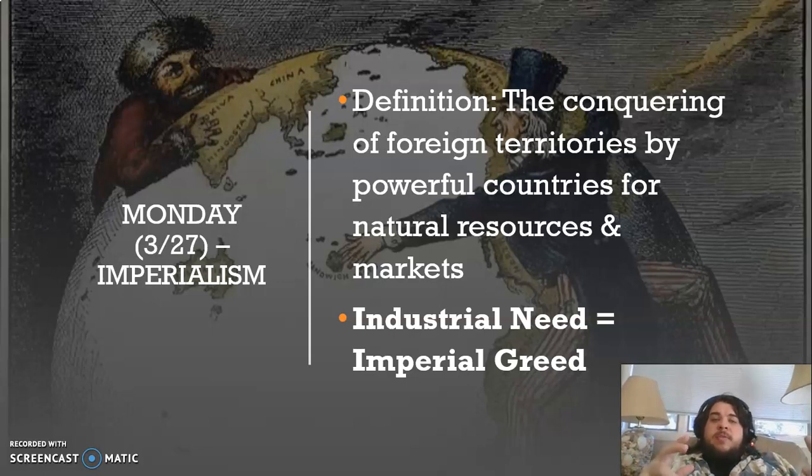In industrialization, you make all these products with raw materials and then you sell them in markets. So you need more raw materials to make finished goods to sell them. If you get greedy, you need more raw materials. And so industrial need equals imperial greed. These guys going out and trying to grab more and more resources, and more places to sell their finished products. Industrial need, indeed, equals imperial greed.